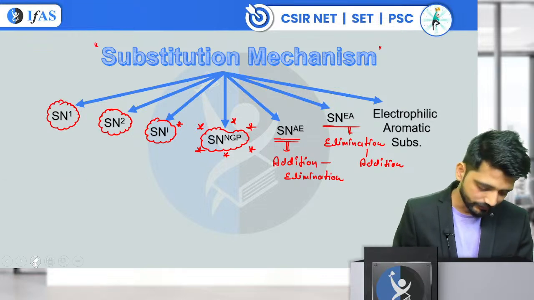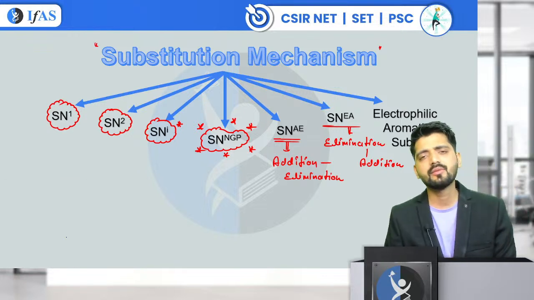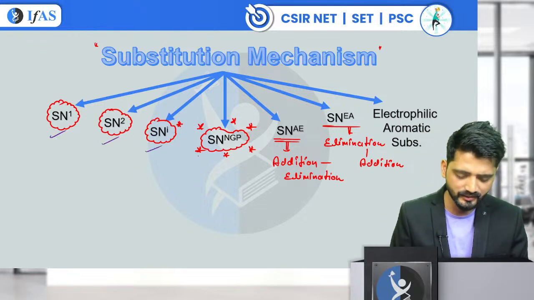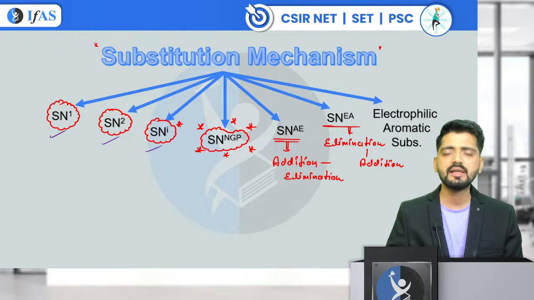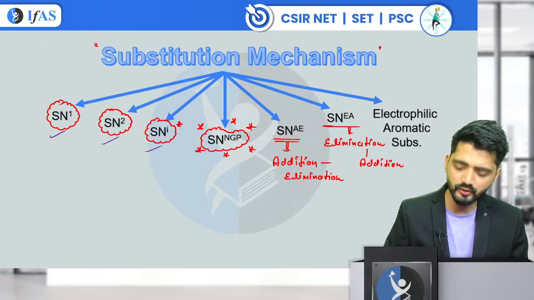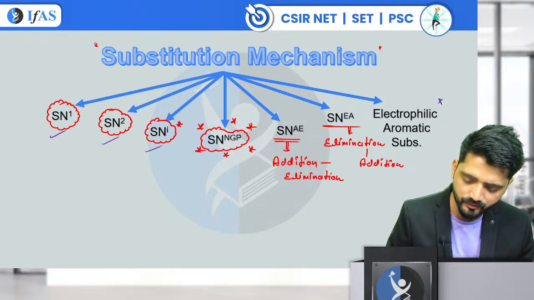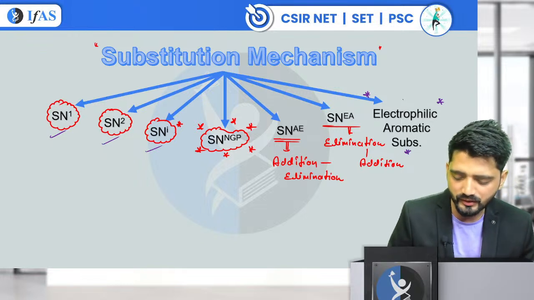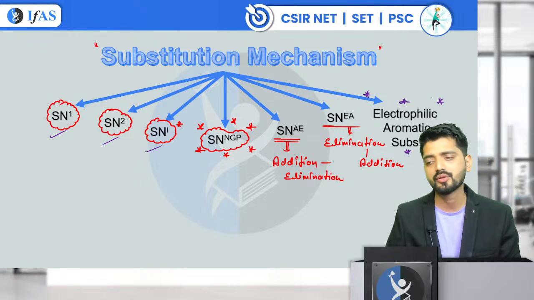Now, once we have covered all the mechanisms of SN1, SN2, SNi, NGP, AE and EA, then we will be moving to electrophilic aromatic substitution. This is a complete chemistry in itself, so it is also very important, and we need to cover it.